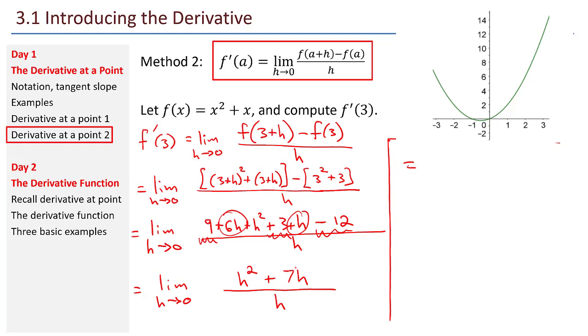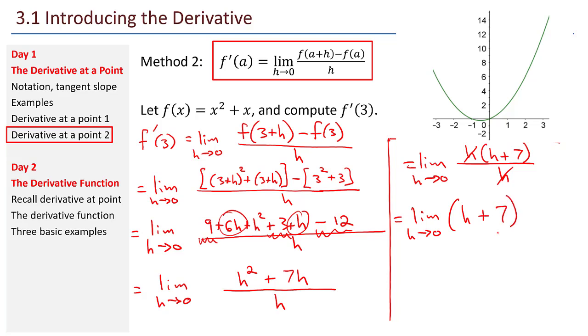So look at this. I can factor an h out of the top. The limit as h goes to 0 of h times the quantity h plus 7, all over h. The h's cancel. So this is the limit as h goes to 0 of h plus 7. Now I really can plug in 0 for h, and I get 7, just like I did before.